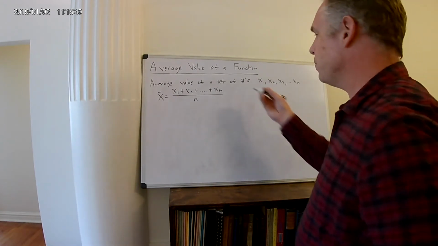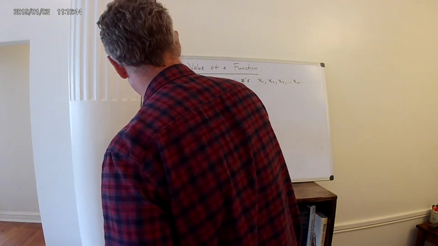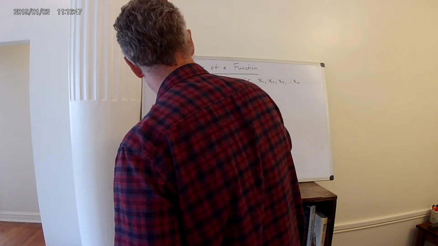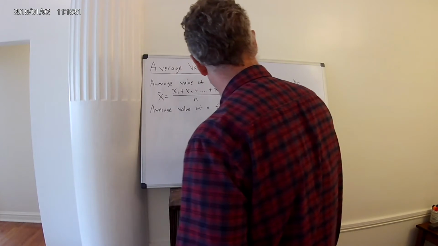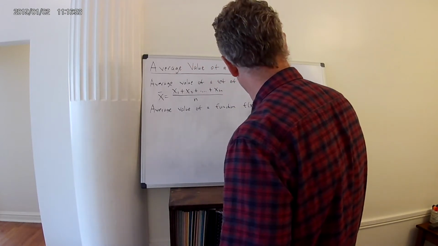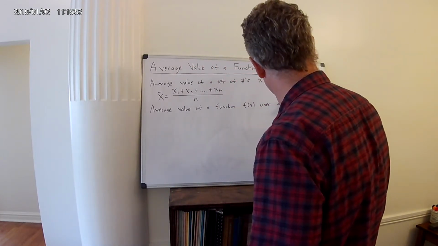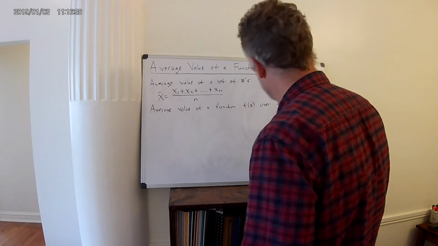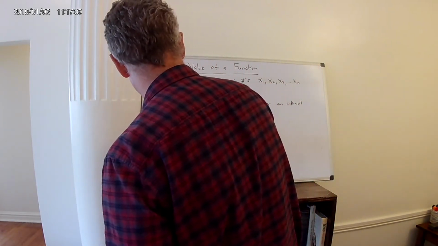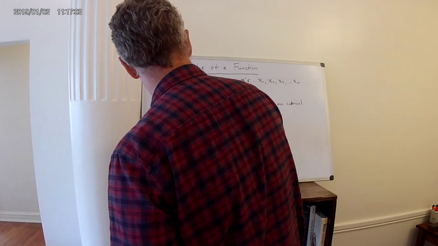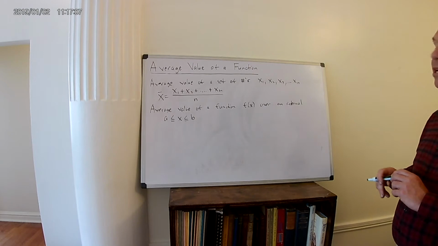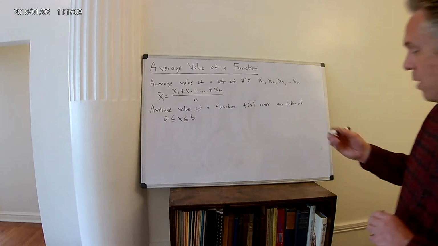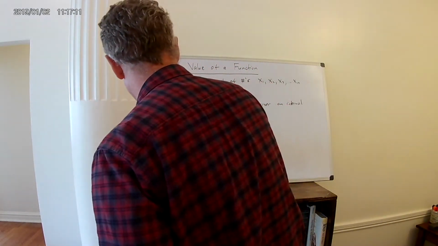Well, now let's apply this principle to calculating the average value of a function f of x over an interval [a, b]. So now we're interested in calculating the average value of a function f of x over an interval [a, b]. And here's the strategy we use to do that.